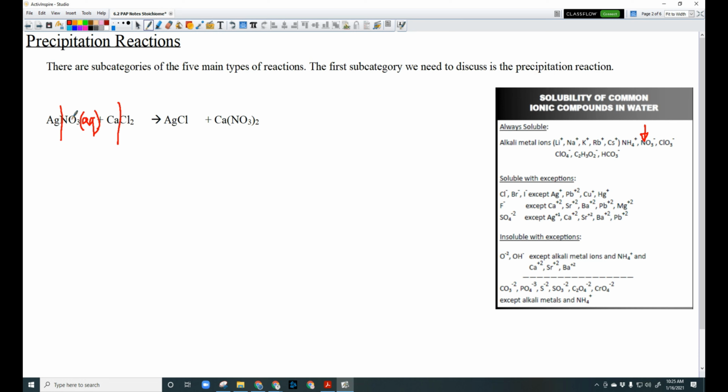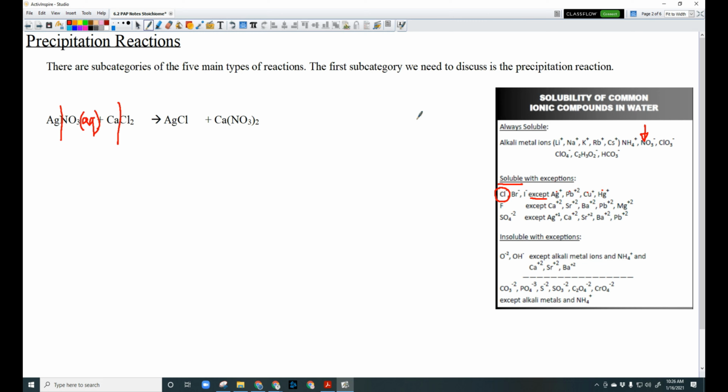So silver nitrate is dissolved in water. That's AQ. Okay, so let's go to the next one. Calcium chloride. Well, I don't see calcium here, and I don't see calcium here. So let's go to the chlorine. I don't see chlorine here. There's chlorine right there. Okay, so chlorine is soluble unless, or except when, it's bonded to silver, lead, copper, mercury.